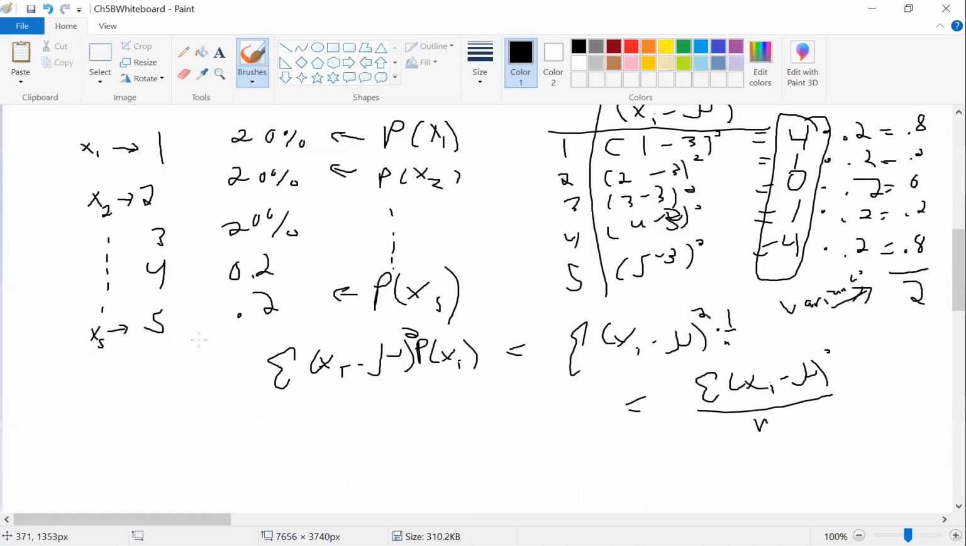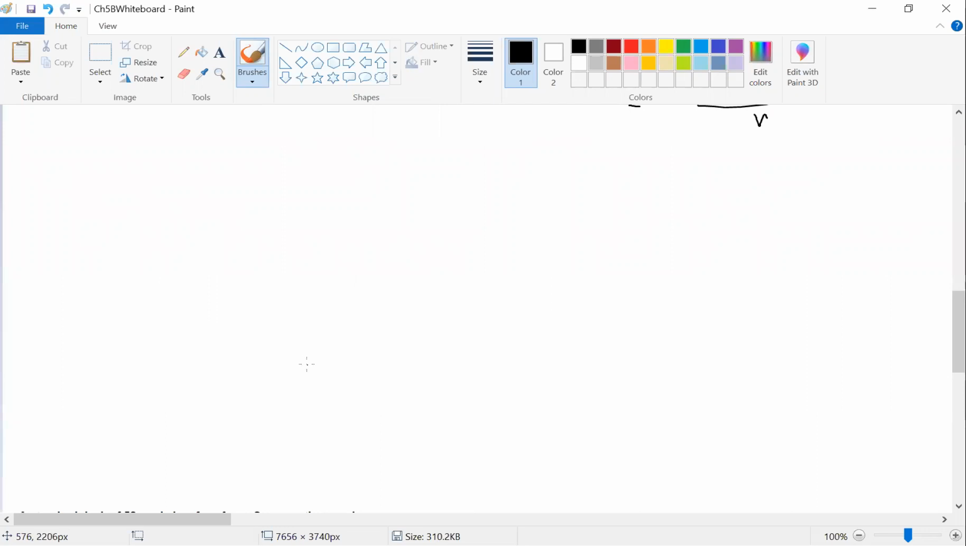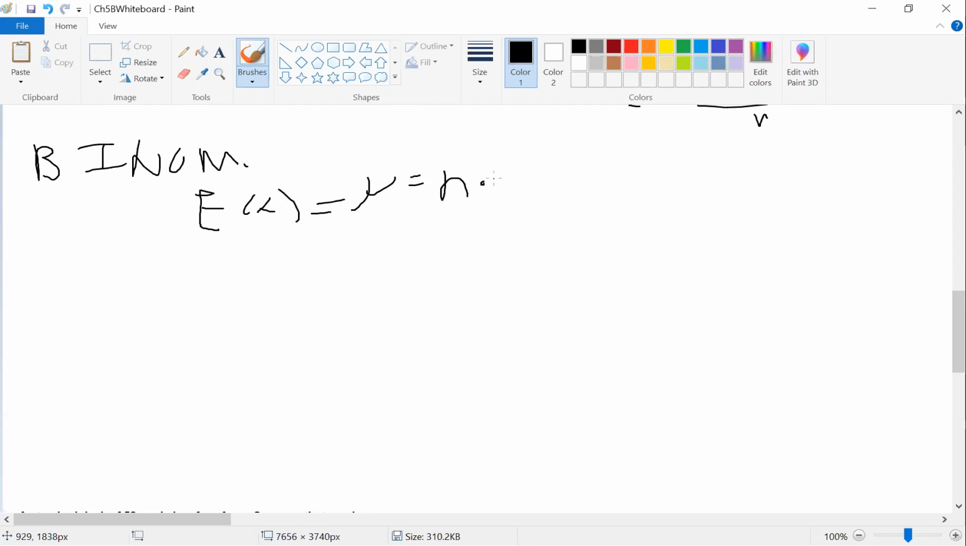All right. Let's go over here. Formula time. First, we're going to start off with the binomial. I'm just going to abbreviate it. This one is very nice and easy. Our expected value, which is our mean, is equal to n times p. That's it. And you'll recall n is the number of trials and p is the probability of getting a success.